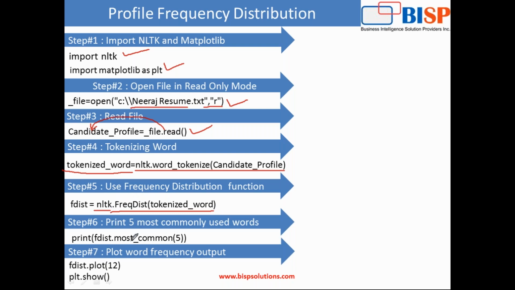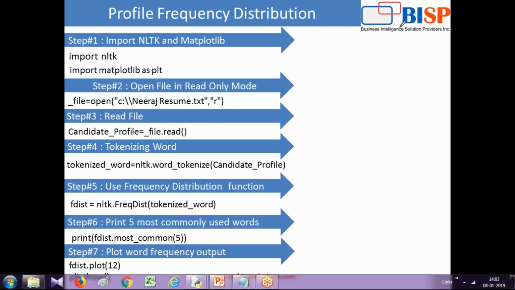And finally I would like to display the top 5 commonly used keywords in a profile. It could be top 5 or top 10. We use the most common function and we are visualizing through line charts. We use the frequency distribution dot plot. Now let's do this practically and see how it works.